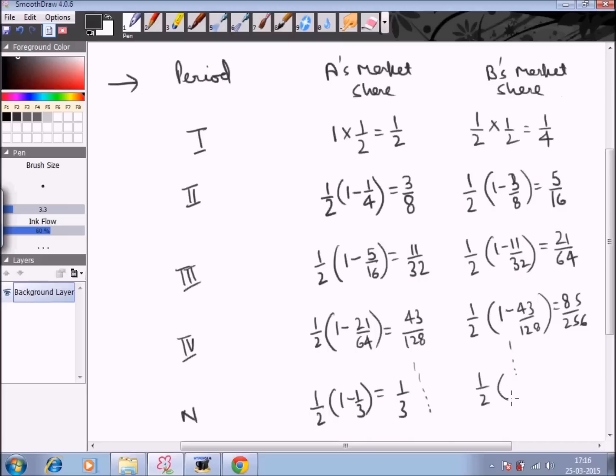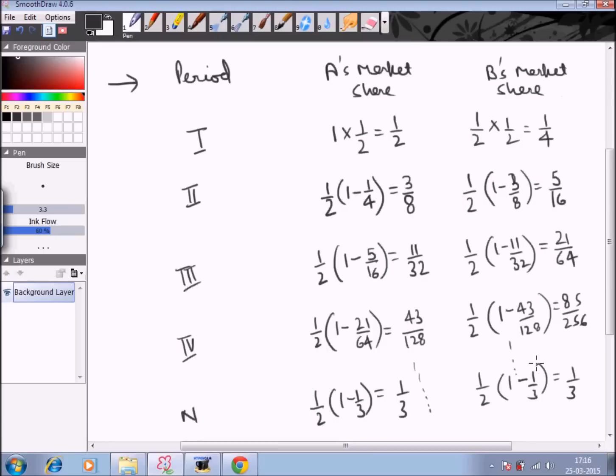This will go on, and you'll see that we'll finally reach a point where A and B, both of them, will be supplying equal market. That is, A will be supplying 1/3 of the market, and B will also be supplying 1/3 of the market. So this was Cournot's model.